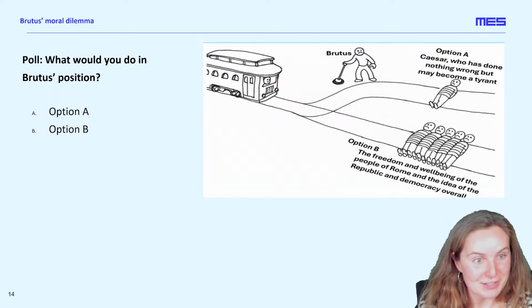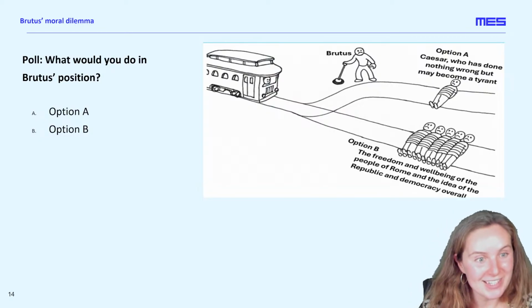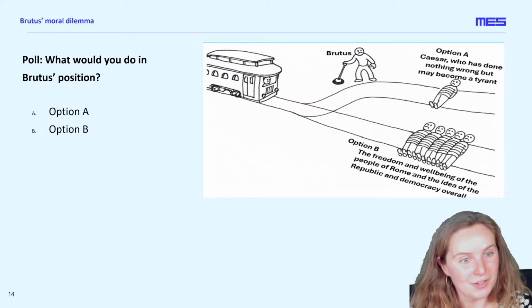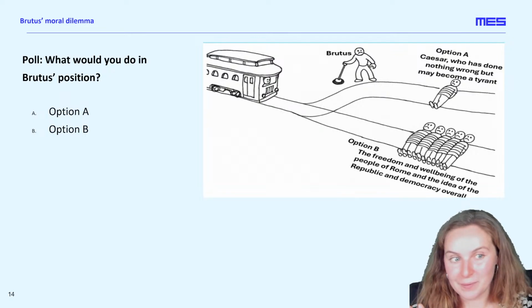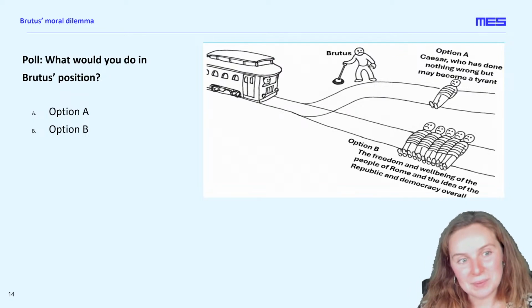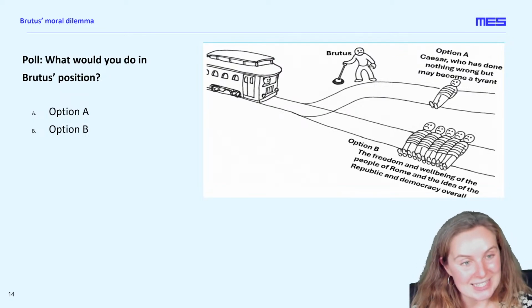But difficult to say. We'll have to see how they get on. We're going to do one more lesson on Brutus and the fallout from this decision. And it seems like he's going to kill him for now, but we don't know. We will see on Friday in lesson.